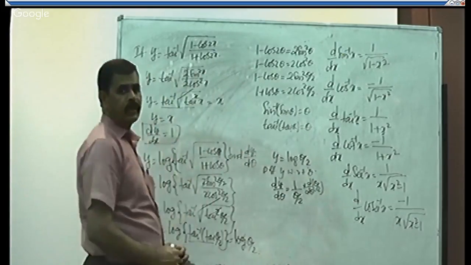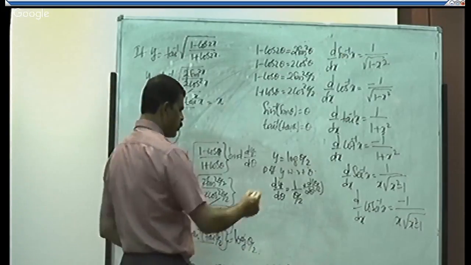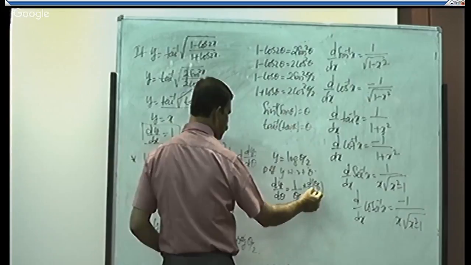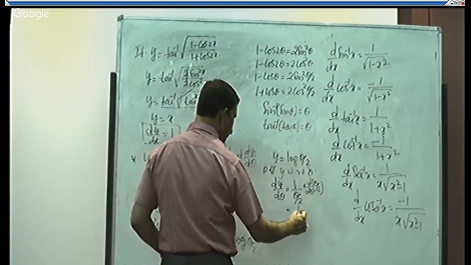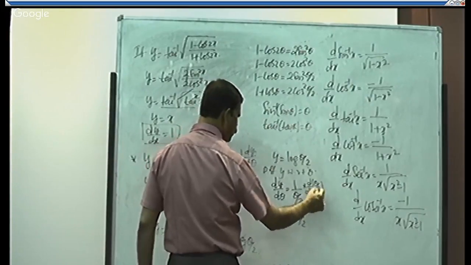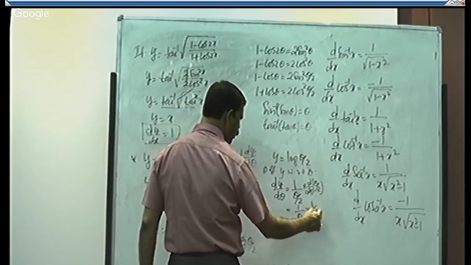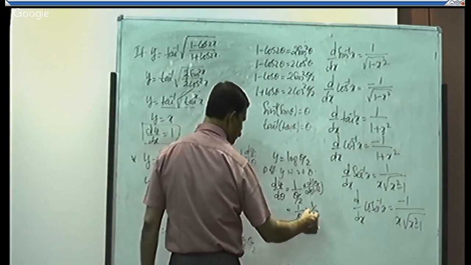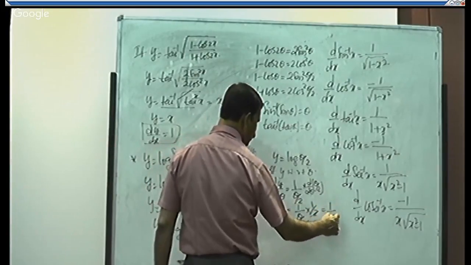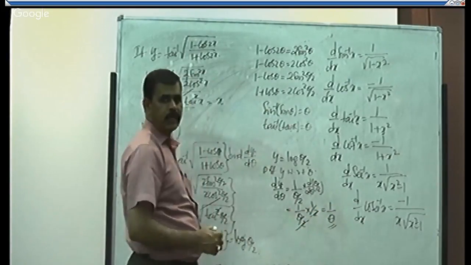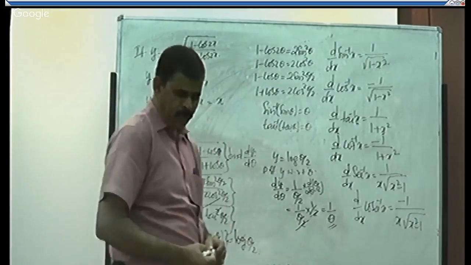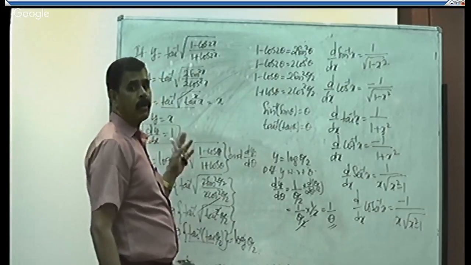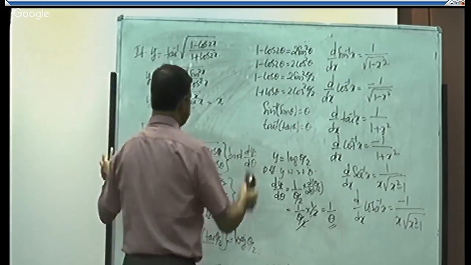Log of function, that is treated as what? Log of function: 1 by function into d by d theta of function. That is 1 by theta by 2 into differentiation of theta by 2. For theta, 1 by 2 remains as it is. This 2 cancels. So the answer is 1 divided by theta. Right? So like that we can use the concept of chain rule and the rules of differentiation.